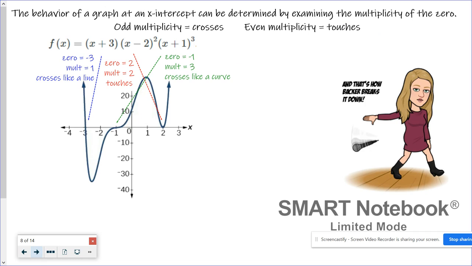And that's how we can further describe the short-run behavior of a polynomial function. The factor itself tells us what the x-intercept is. The exponent tells us what's happening: if it's an odd exponent, it's crossing the x-axis at that point, and if it's even, it's touching and bouncing off the x-axis at that point. That's how Becker breaks it down.